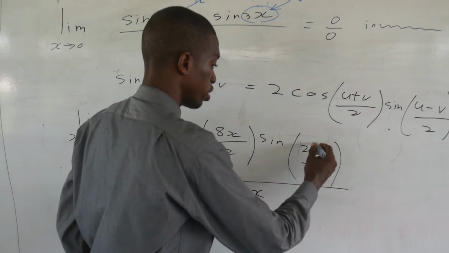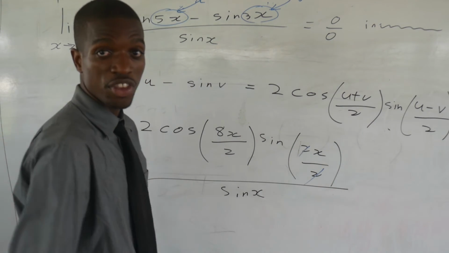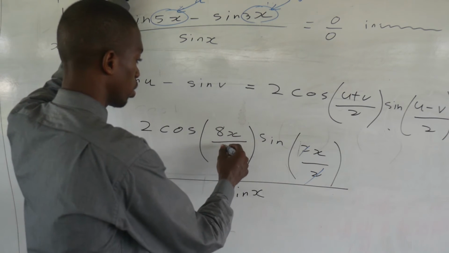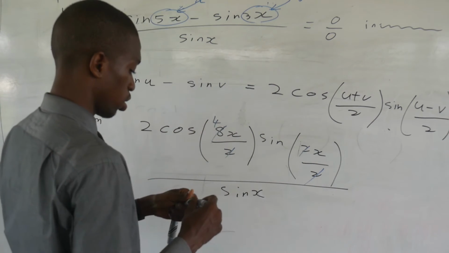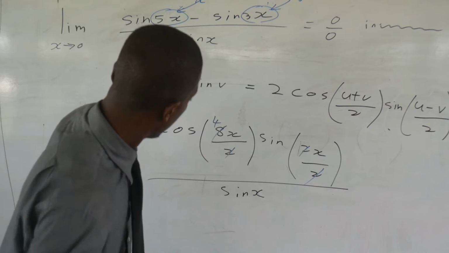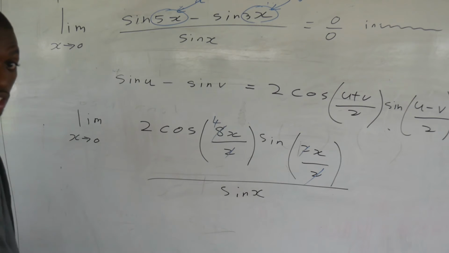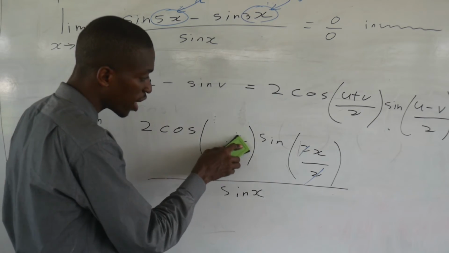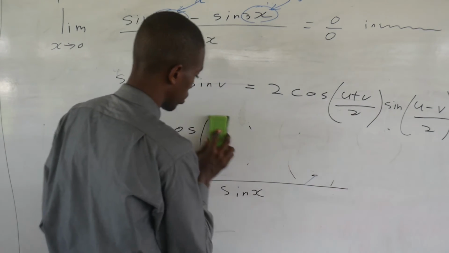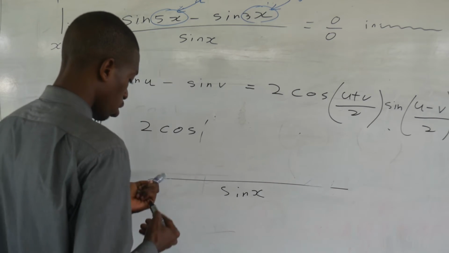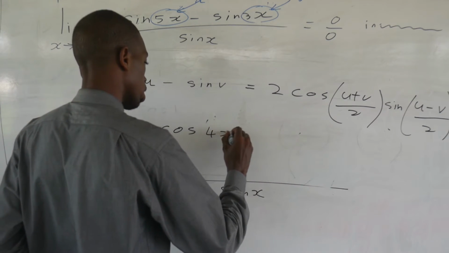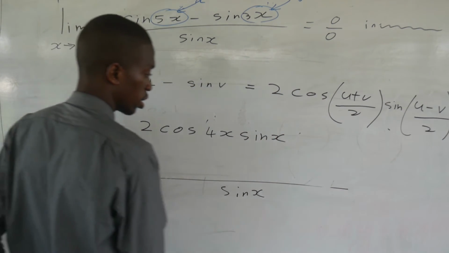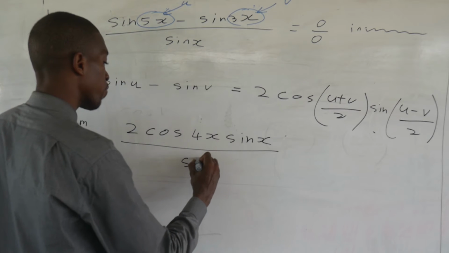Alright, so this cancels. So this now is just cos of 4x times sine of x. 2 cos 4x sine x divided by sine x, all over sine x.